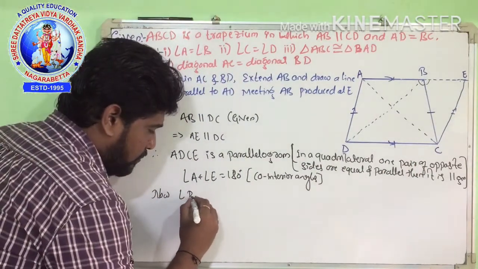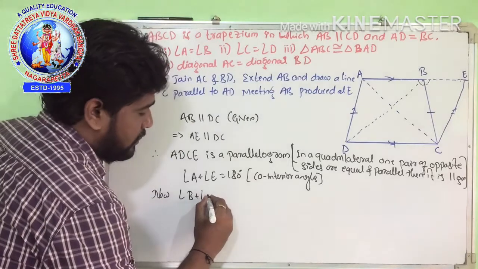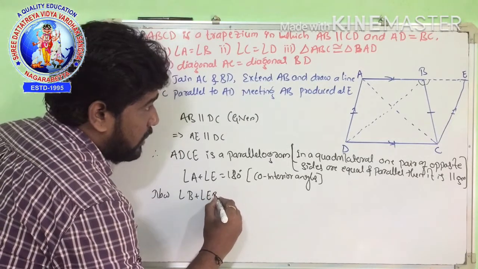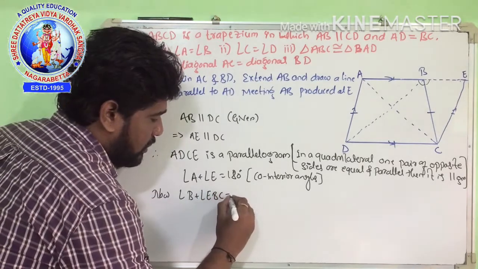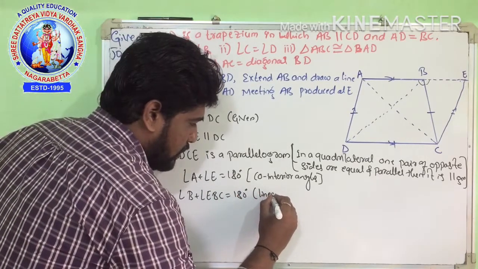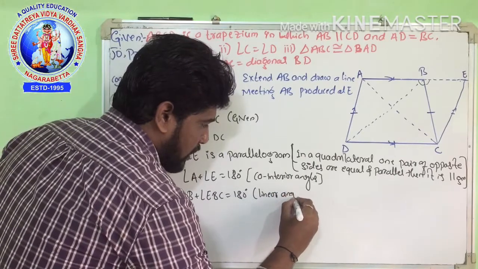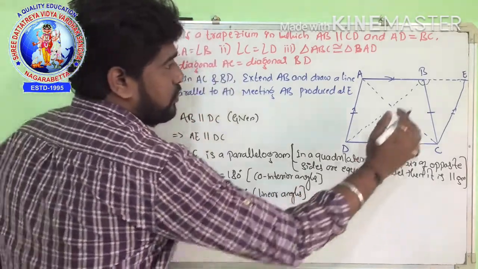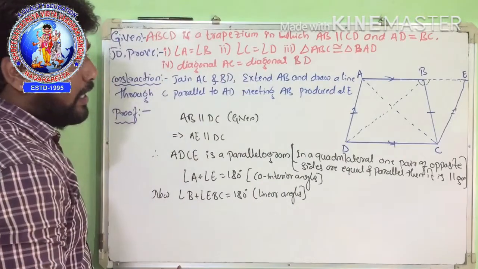So angle B plus angle EBC is equal to 180, linear angles. So sum of these two is linear angles.